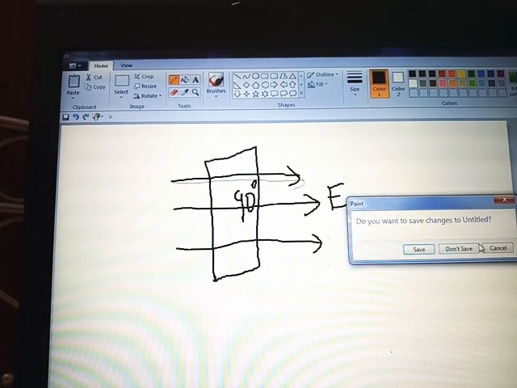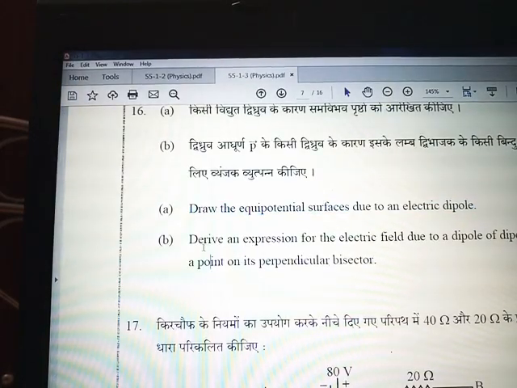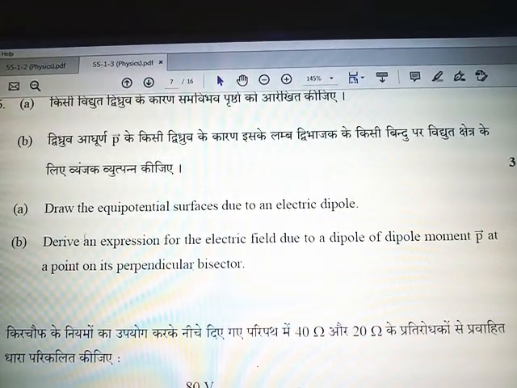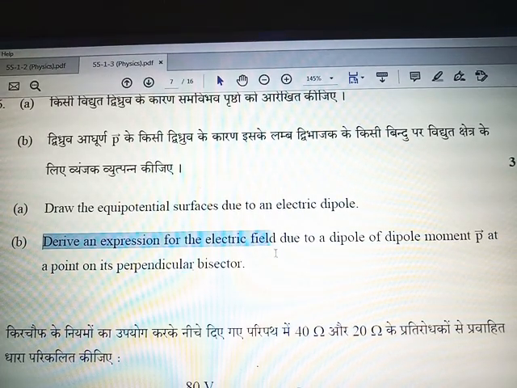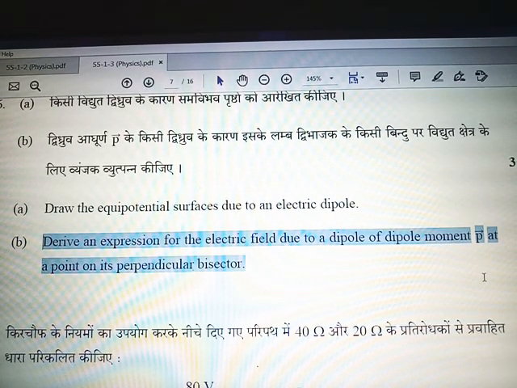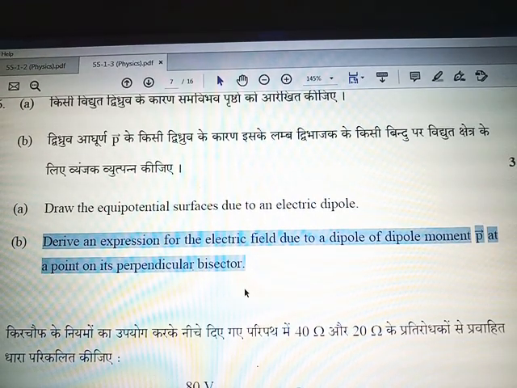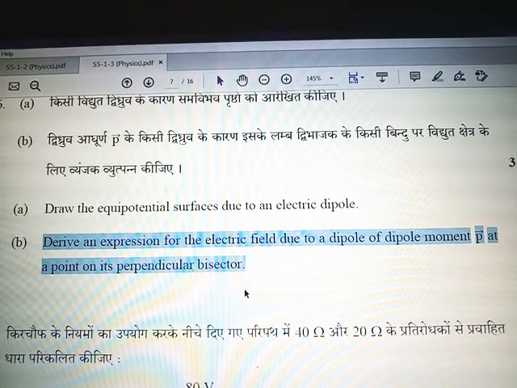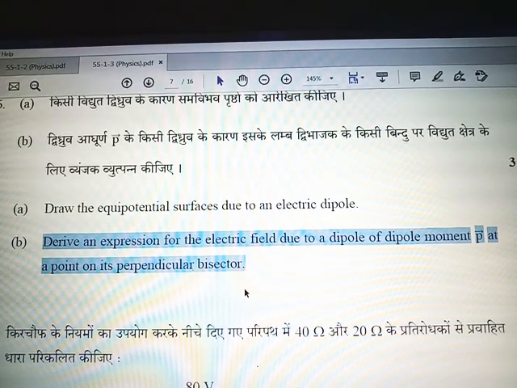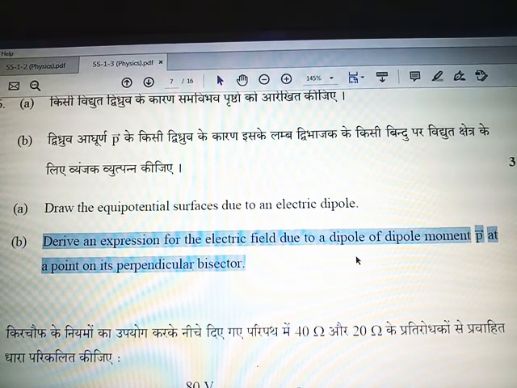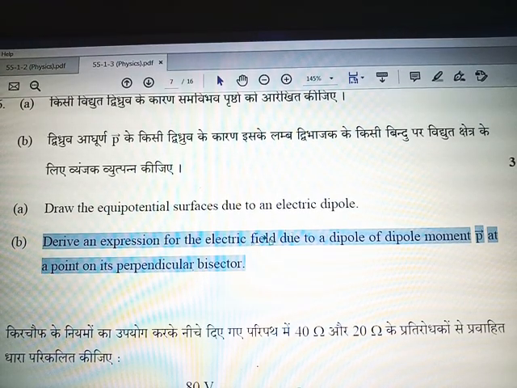Is it clear? Okay. Now another question: write the expression of the electric field due to a dipole moment at a point on its perpendicular bisector. Perpendicular bisector means you have to express the electric field at the equatorial line. Is it right? This is your answer. Is it clear? You know we have already done this expression, that is the electric field due to a dipole at the equatorial line. Check the answer. Is it right?